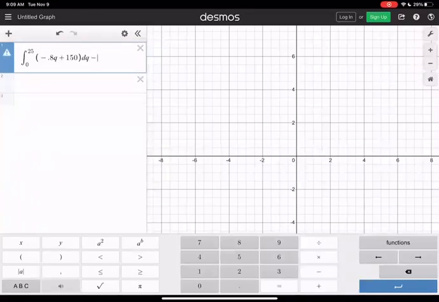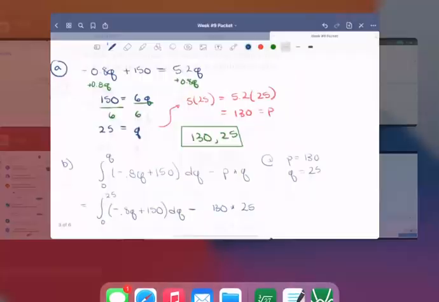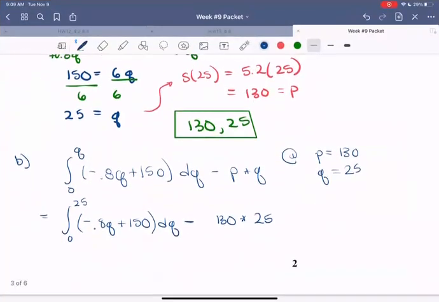Subtract P times Q, so 25, and I'm using a lot of parentheses, so my calculator knows the order that I need to compute, times 130. All right, and in total, we get 250. So we go back to our notes and we can write that this is all equal to $250. And notice that the units here are in dollars.